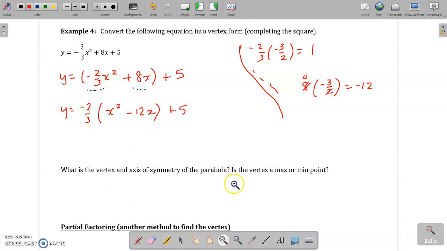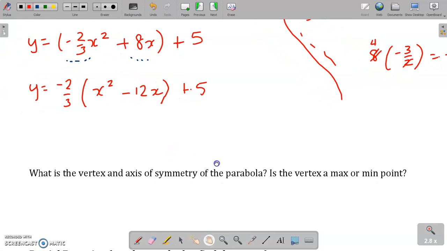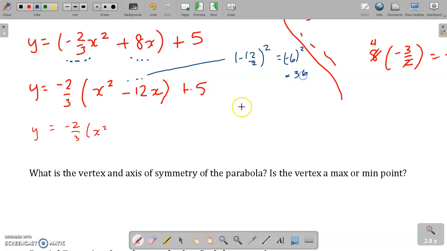So again, the next step when completing the square will be to take this middle term, if you remember, divide it by 2 and square it. So -12/2 is -6 squared is 36. So then we've got here x squared minus 12x plus 36 minus 36 plus 5.